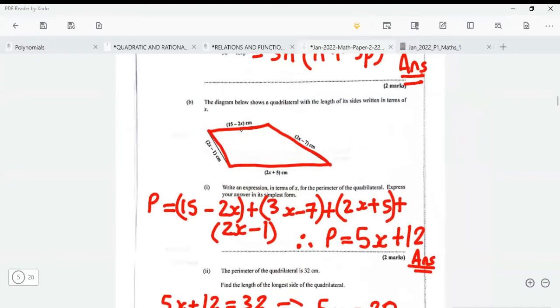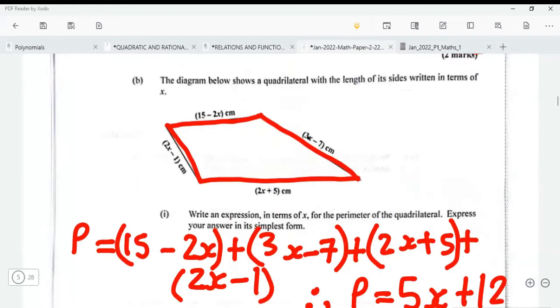Determine the longest side. If x is 4, then this side would be 3 times 4 is 12. 12 minus 7 is 5. So this side is really 5. If x is 4, then this side is really 2 times 4 is 8, plus 5 is 13. If x is 4, then this side is 2 times 4 is 8. 8 minus 1 is 7. This side is really 7. And if x is 4, then this side is 15 minus 8, which is also 7.